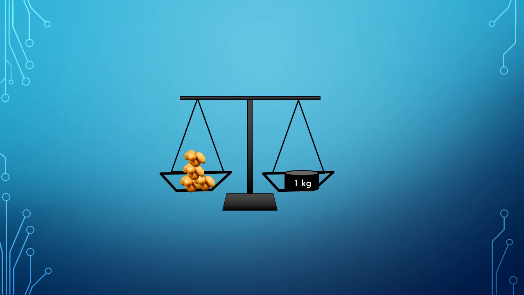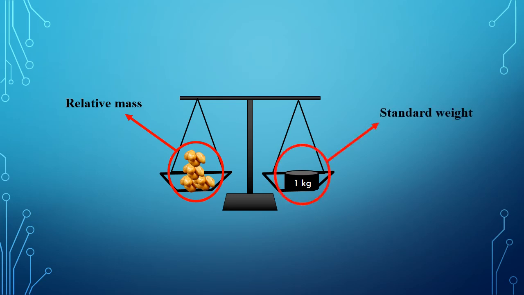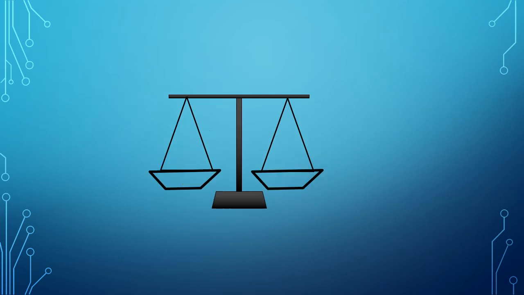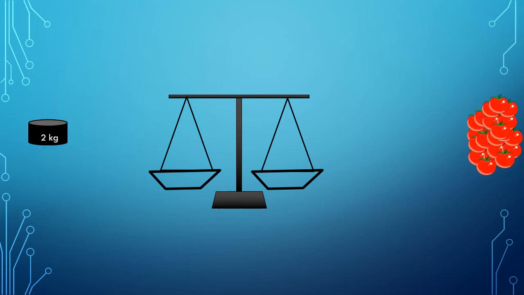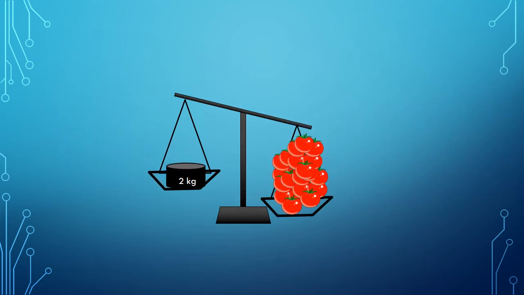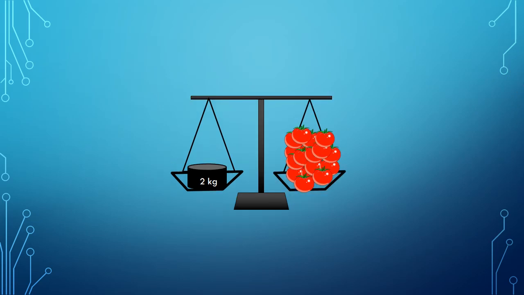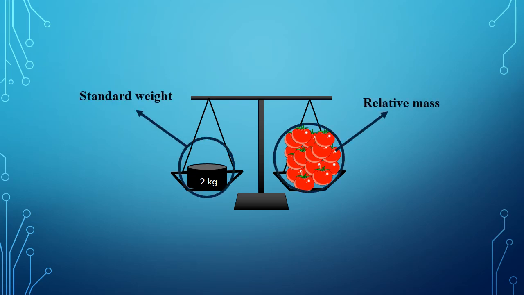Here the mass of the potatoes is relative, as it is compared to 1 kg, which is a standard unit for measuring mass. Similarly, if you want to buy 2 kg of tomatoes, the shopkeeper puts a 2 kg weight in one pan and some tomatoes in the other pan. As you can see, both pans are unbalanced, so the shopkeeper takes some tomatoes out to get balance between the pans and gives you 2 kg of tomatoes. Here the mass of the tomatoes is relative, as it is compared to 2 kg, which is a standard unit for measuring mass.